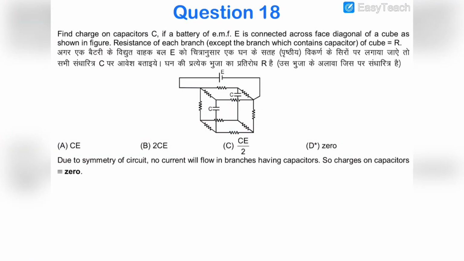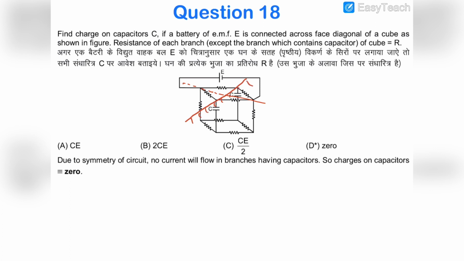In this question you can see that we have to find out the charge on these two capacitors, and the battery is connected across these 2 points, and the resistance of other branches is R. Now, we have already solved the cube questions of equivalent capacitance and resistance, and we can see that if we join this line, and if we place a mirror like that, this is the mirror.